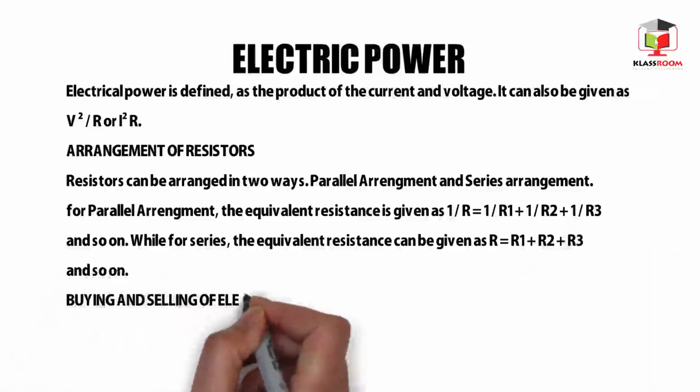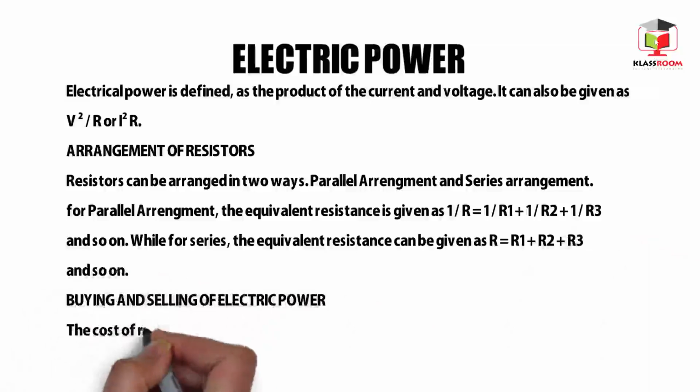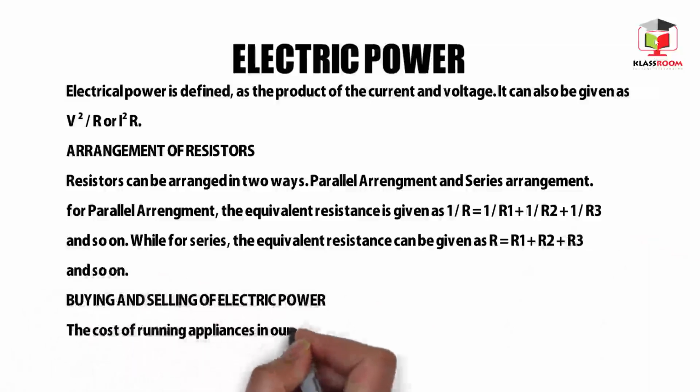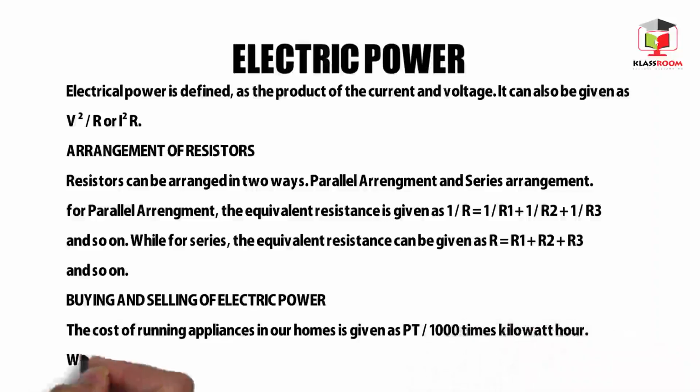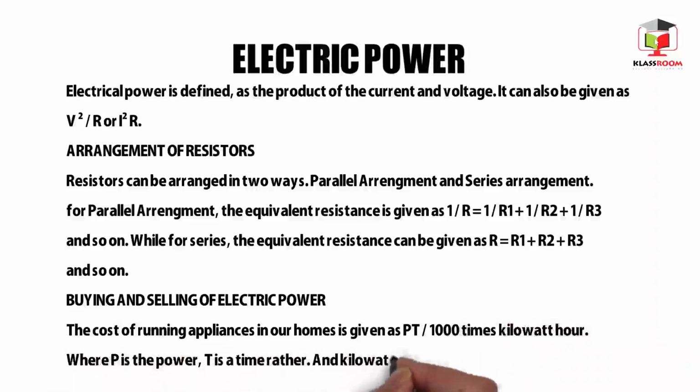Buying and selling of electrical power. The cost of running appliances in our homes is given as PT over 1000 times kilowatt hour, where P is the power, T is the time, and kilowatt hour is the cost of unit charge.